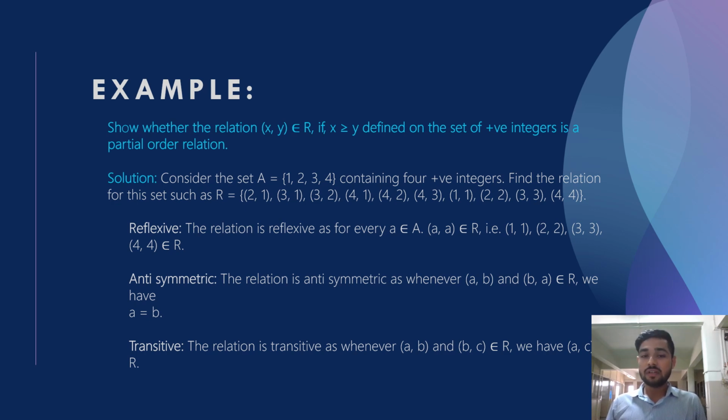Checking for reflexive, the relation is reflexive as for every a belonging to the capital A, (a, a) is belonging to the R, that is the set containing (1,1), (2,2), etc. Checking for antisymmetry, the relation is antisymmetric as where (a, b) and (b, a) are both belonging to the set R, we have a equal to b. Transitive, the relation is transitive whenever (a, b) and (b, c) both are belonging to the R, we have (a, c) also belonging to the R.